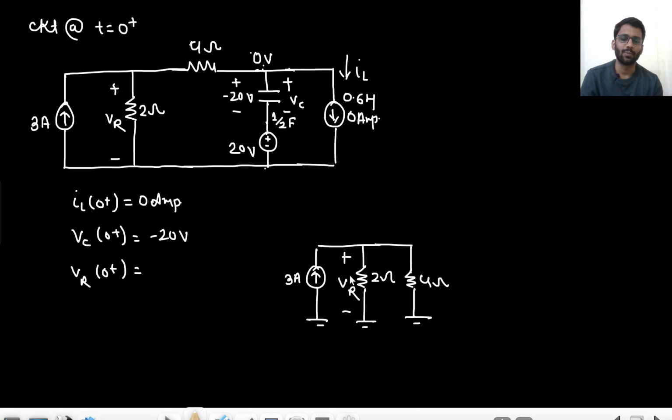So tell me, what will be the value of VR0 plus? 4 by 6 into 3, that means 2 volt. Are you getting my point? Just divide the current in inverse proportion. So 4 by 6 into 3. Okay, sorry, this is the current actually. So first I will divide the current, 4 by 6 into 3, and then I will multiply it with the resistance. So that means it will be 4 volt, right?